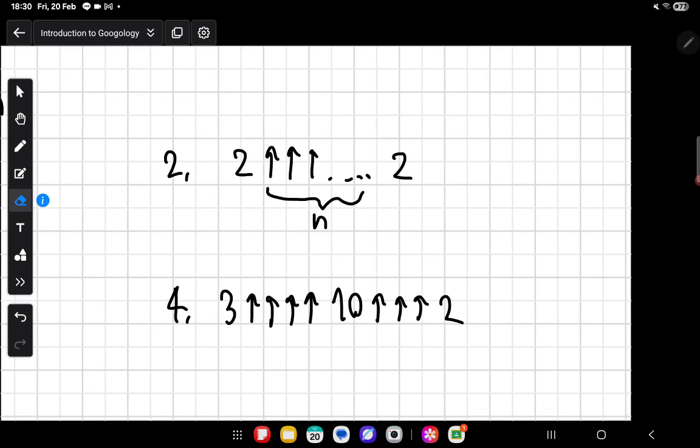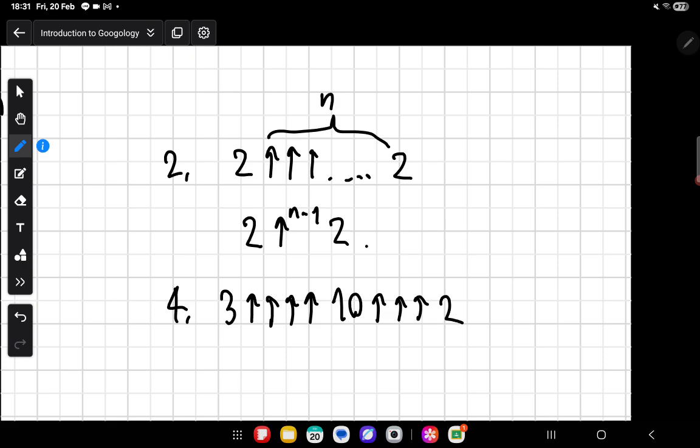Second question. We have n amount of up arrows, and it's 2 to 2. To break this down simply, it's 2 with n minus 1 arrows to 2 with n minus 1 arrows. Then from this point on, it's going to be a long process because you need to keep breaking it down until the n becomes 1. Question 2, clear.